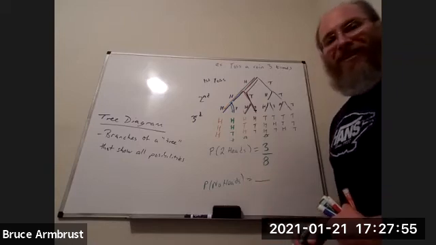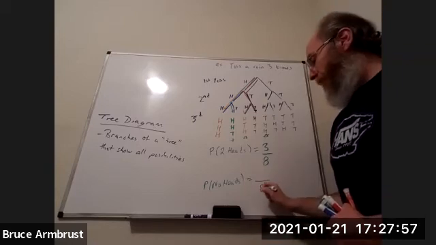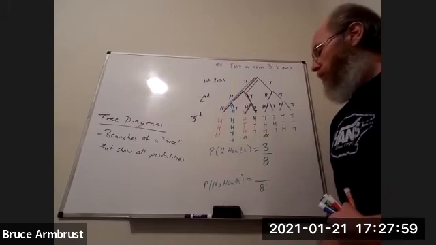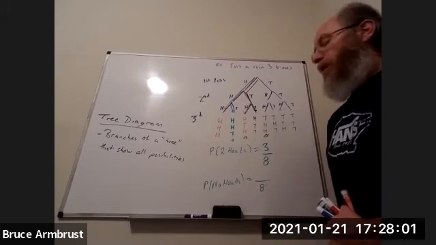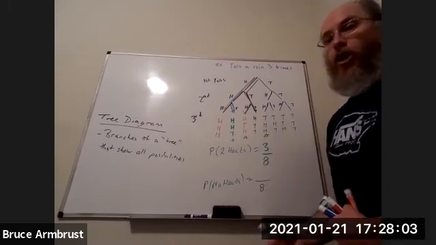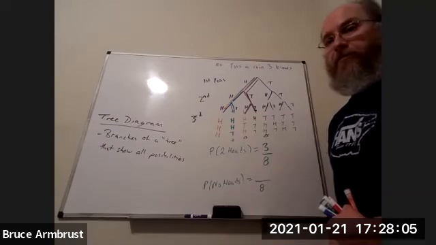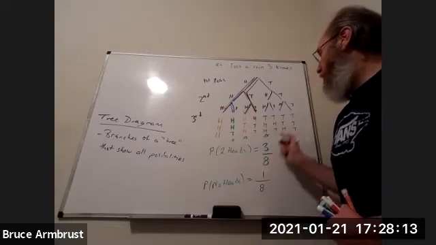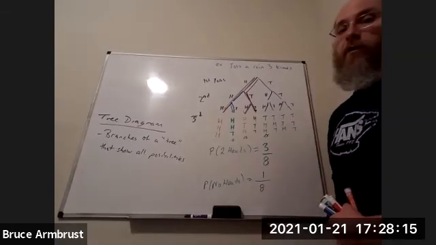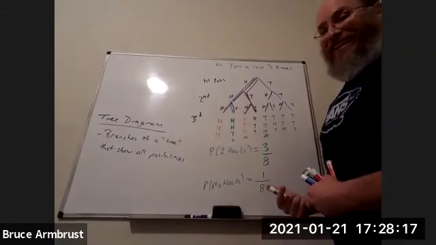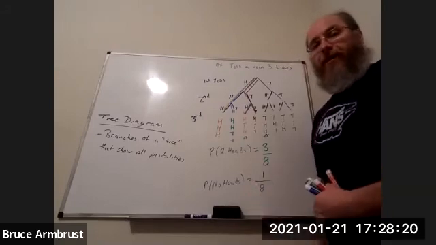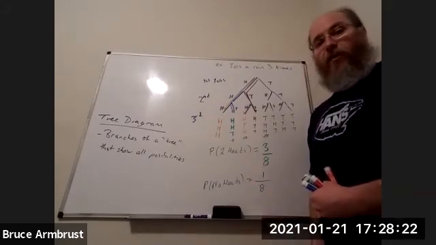Well, the bottom number doesn't change. There's still 8 total combinations. How many of them are no heads? Yeah, just the one, where I get tails, tails, tails. So it's much less likely, it's 3 times less likely, that I don't get any heads whatsoever.